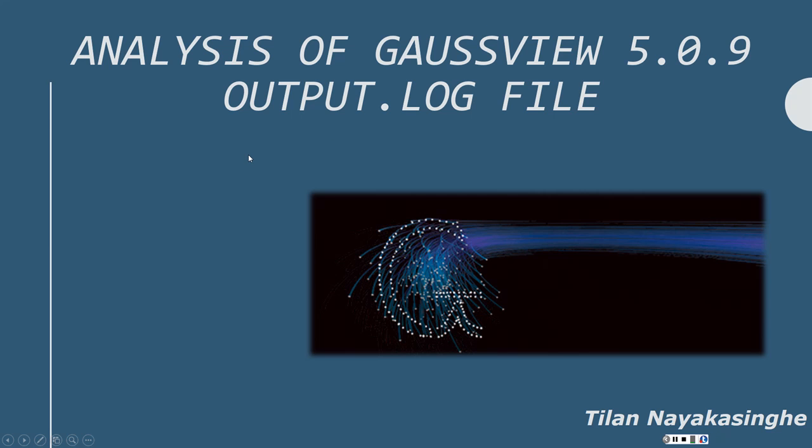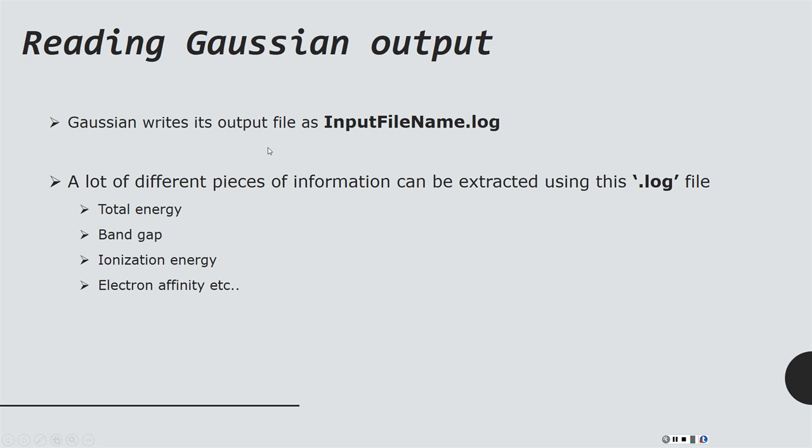Okay, good afternoon, everyone. During my presentation, I'm going to show you some ways to look into the text of a Gaussian output file and extract some important information contained in that file. Gaussian writes its output to a log file, which has the same name as the input file but with the .log extension, and it contains a lot of important information. In this presentation, I am going to explain how to extract the total energy, how to calculate the band gap, and how to approximate ionization energy and electron affinity using that log output file.